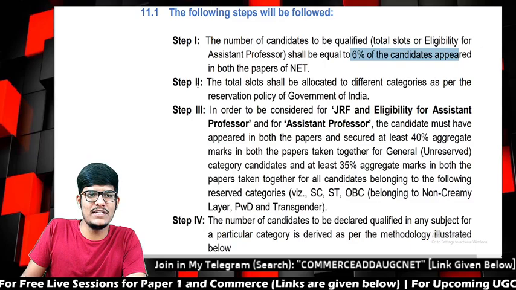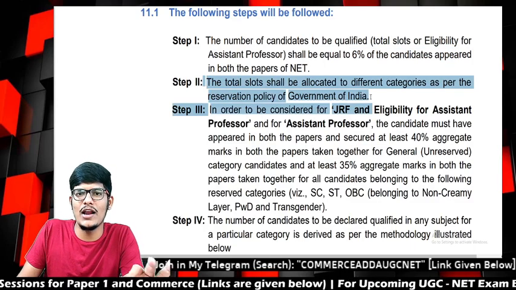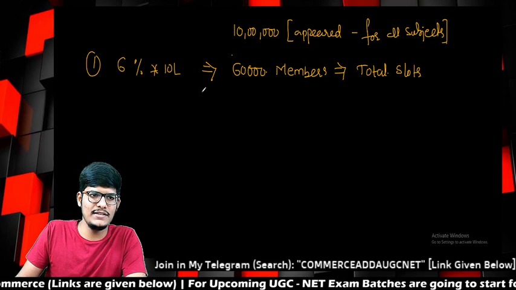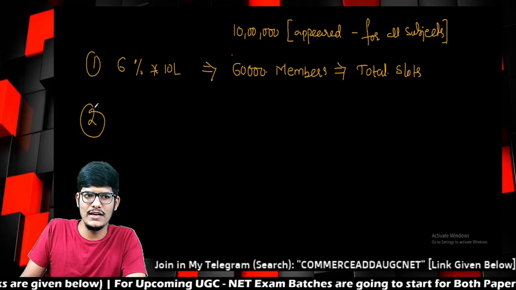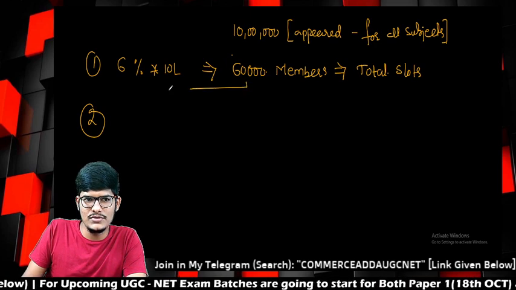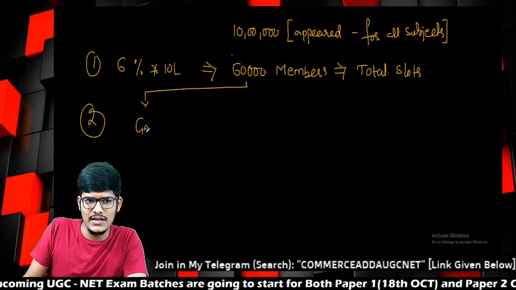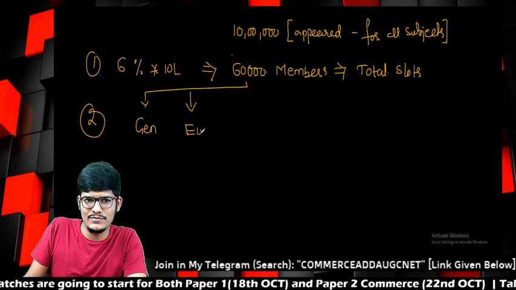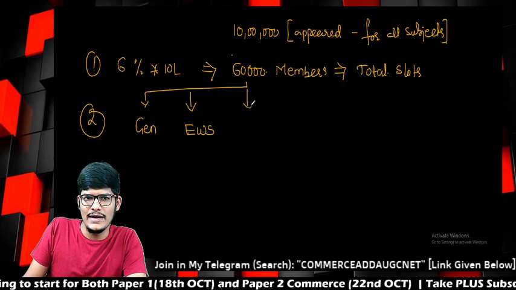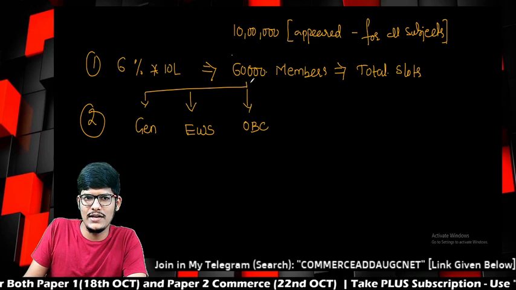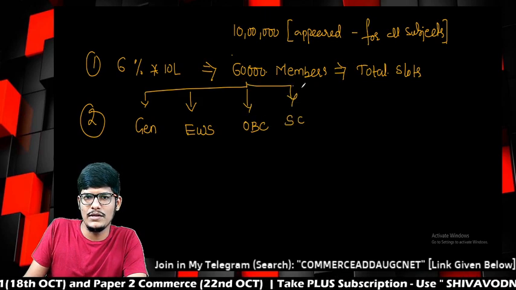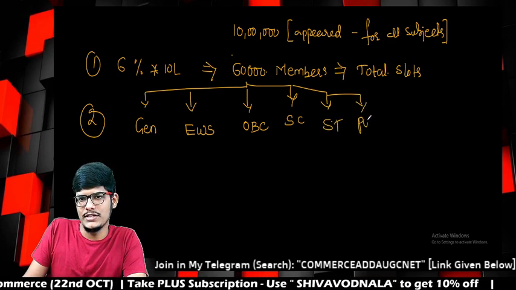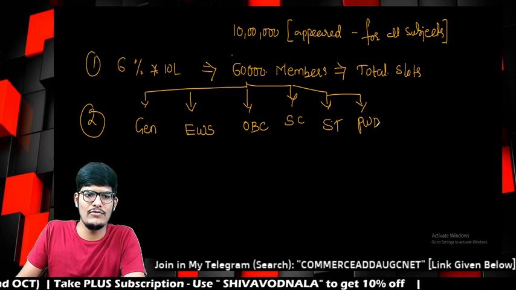Now the second step, step number 2. The total slots shall be allotted to different categories as per the reservation. Like the different categories in India, a reservation policy is there. So these 60,000 members are going to be segregated into the General category as per their reservation percentage, EWS category, OBC category, SC, ST, and PwD, persons with disabilities. These are the broad categories available.